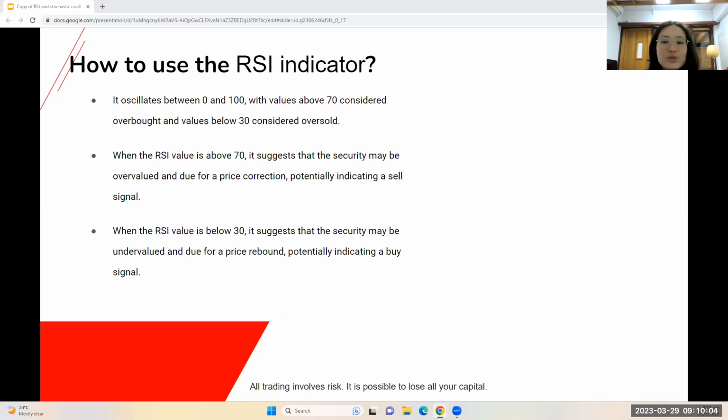So traders often use RSI in combination with other technical analysis, as well as fundamental analysis. And I'll show you how we do that later on when we move on to TradingView. But it should be noted that typically RSI as well as stochastic are not used on their own.